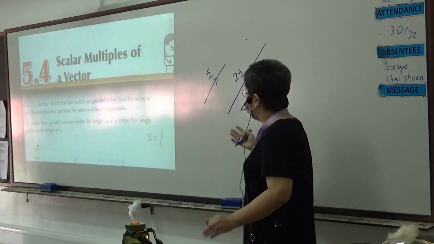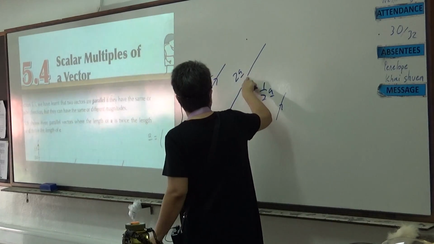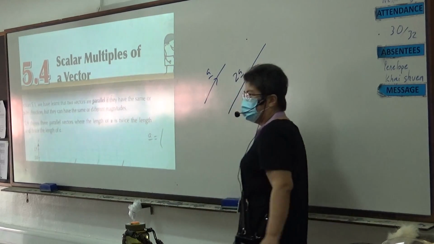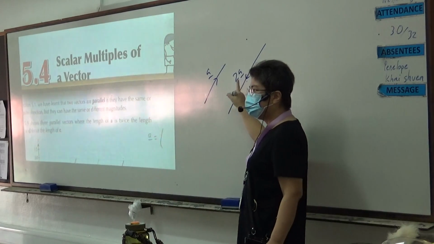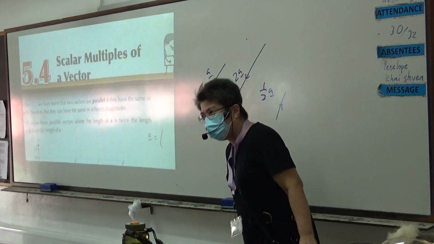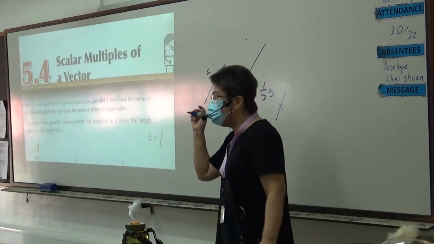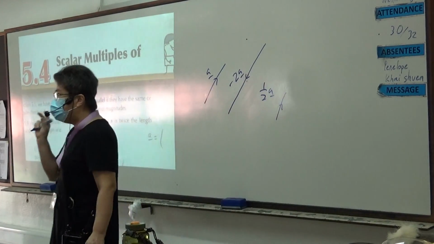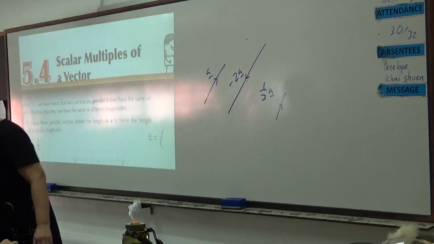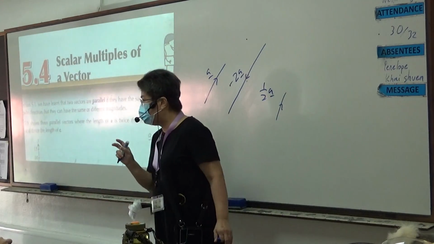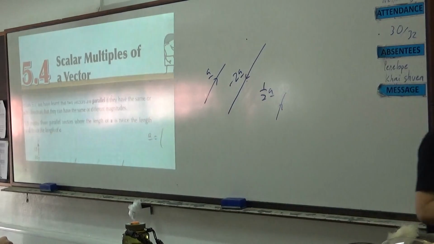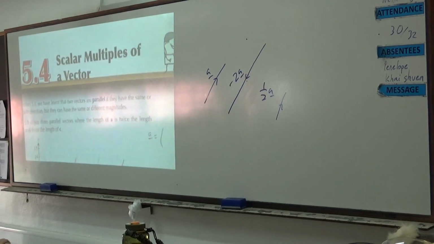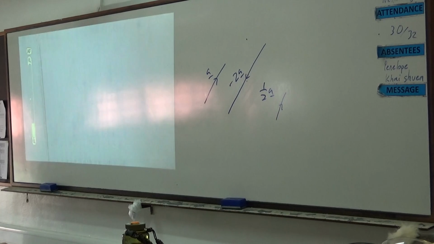Everybody clear? Now, what if I have something like this? Then what will this vector be? Negative 2A, correct? The negative is just the direction. The number is how many times? Everybody okay? Alright, now, let us take a look at this part here, at the bottom here.